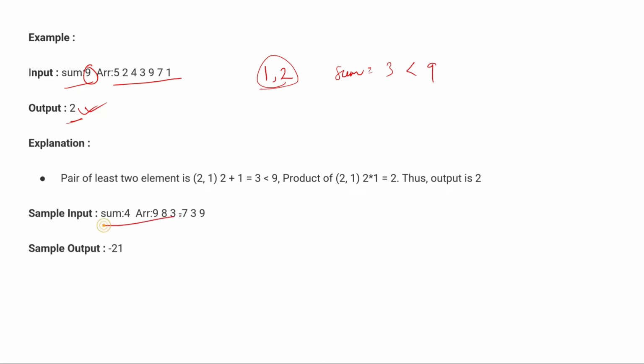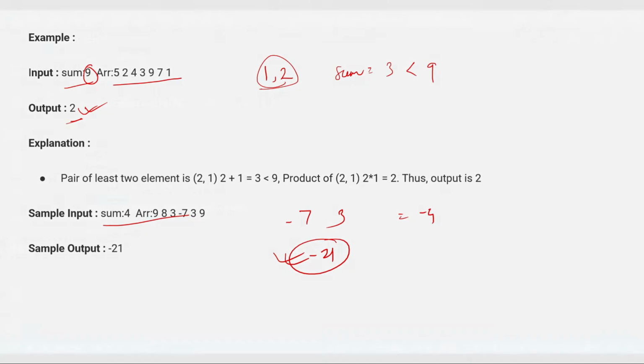Suppose we take another example. So sum is 4 and if you sort this array, then the first two elements will be -7 and 3. So the sum is -4 and their product is -21. So this will be our output.